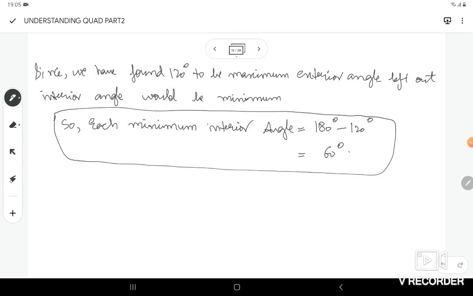Now to find the minimum interior angle, we have to use the linear pair property, that is it would be equal to 180 degree minus 120 degree, so it would be 60 degree.